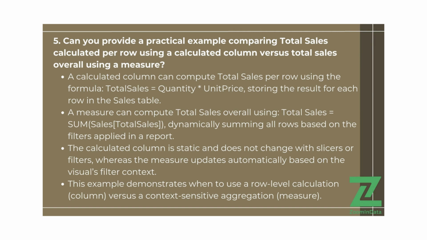On the other hand, a measure works dynamically. A measure for total sales might use the formula, SUM of the Total Sales column. Unlike a calculated column, a measure recalculates itself every time filters, slices, or visuals change. This means the result is always updated based on the current filter context. So in summary, a calculated column is used for row-level calculations, while a measure is used for dynamic aggregations that change with the report's filter context.